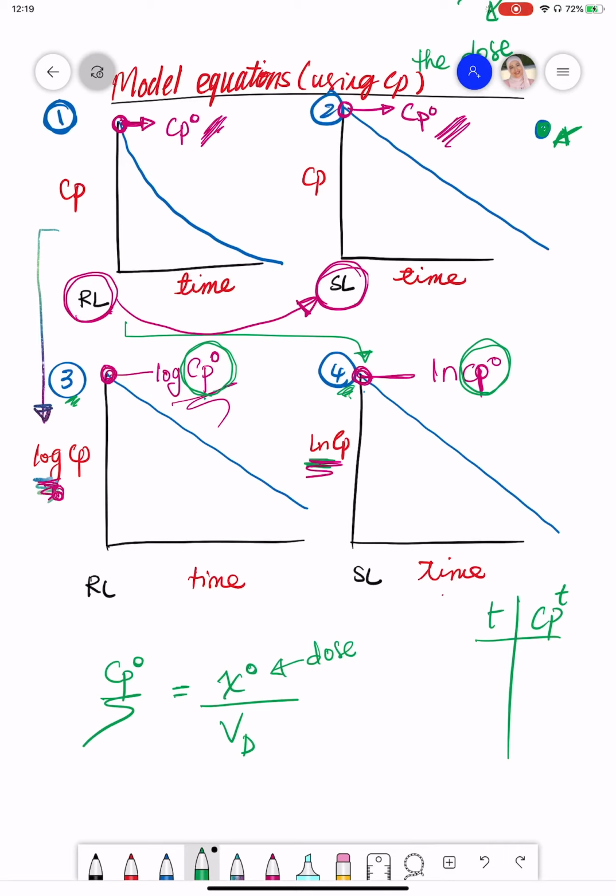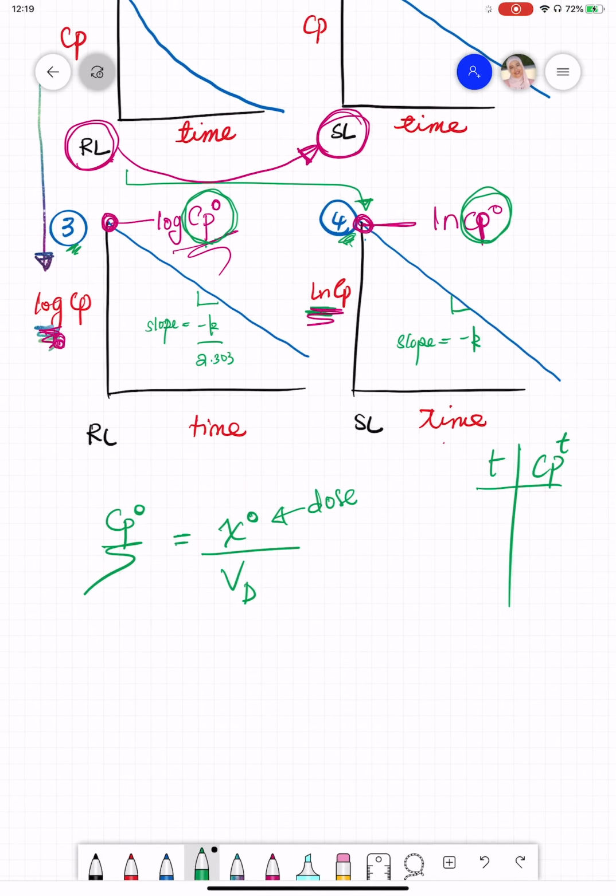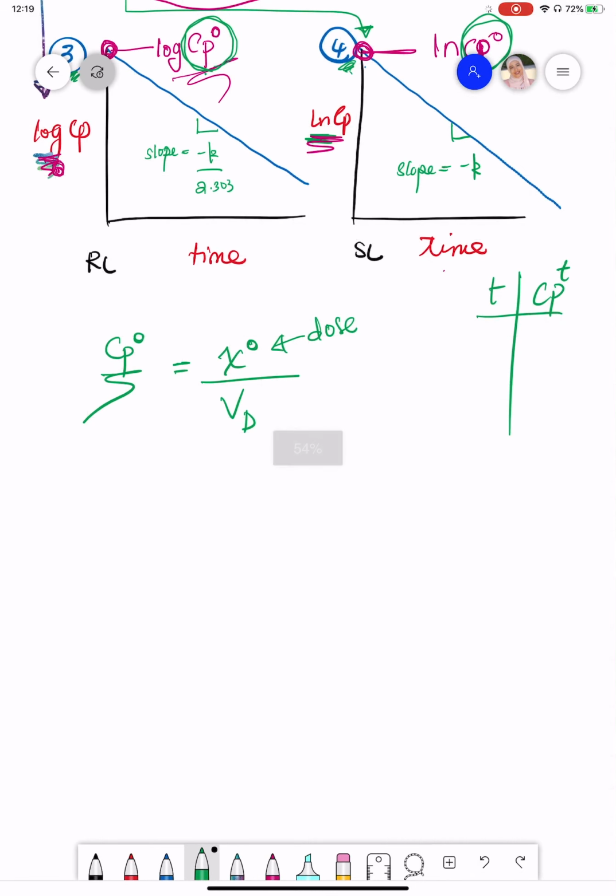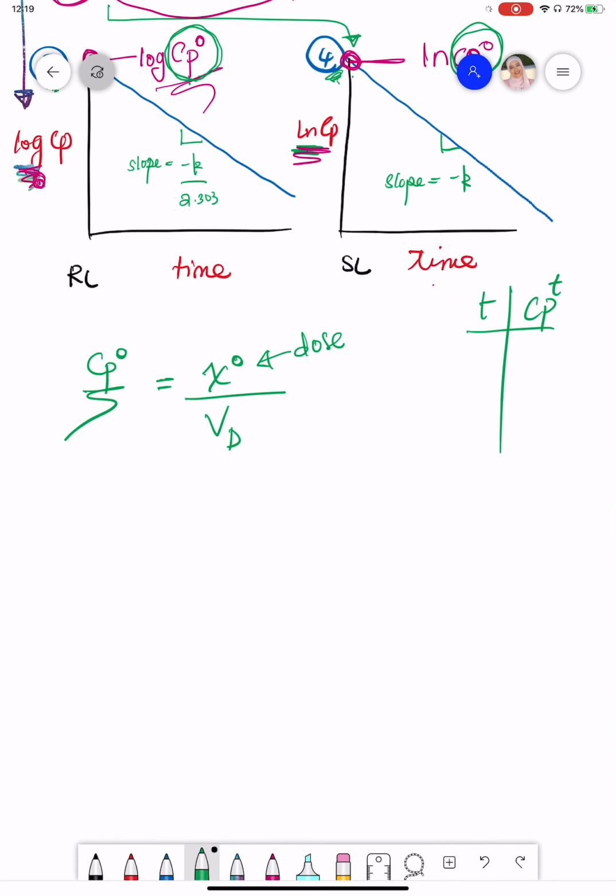And we know that we also have a difference in the slopes here. The slope here will be minus k over 2.303, and the slope here will be minus k, because of the differences in the transformation of the y-axis.